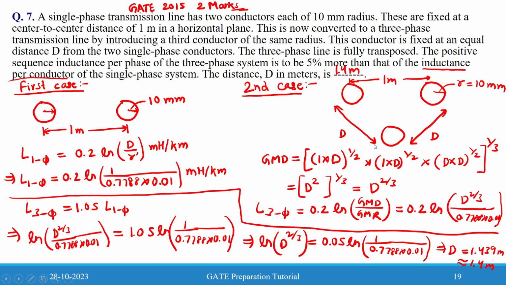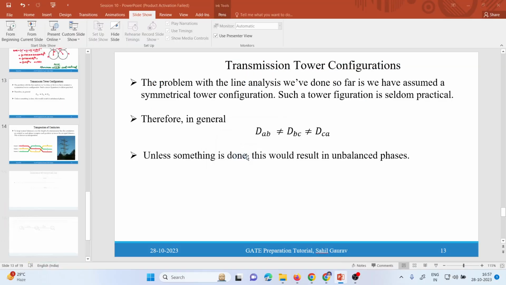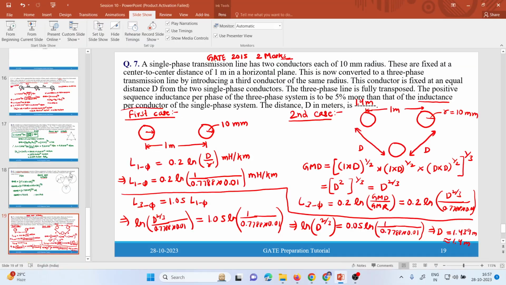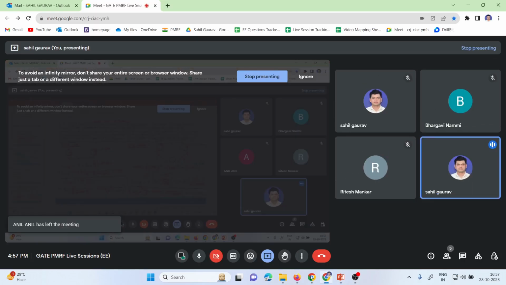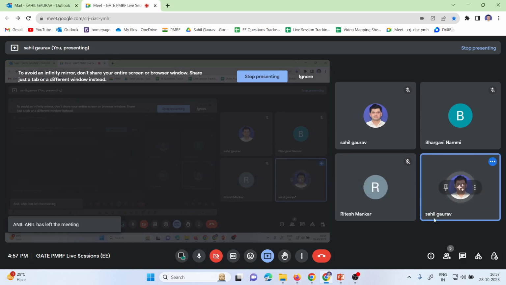So all the questions that have been asked in GATE we have discussed. Moreover, I think I have discussed the inductance calculation. And in the next session, we will see the problems based on the capacitance calculation. So that's all about today's session. You may ask questions if you have. Thank you for attending this session.